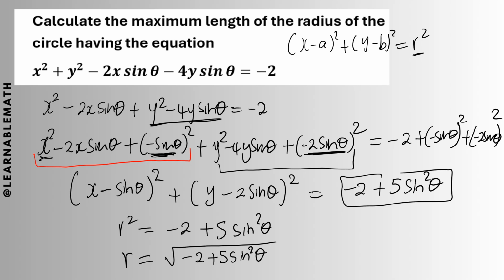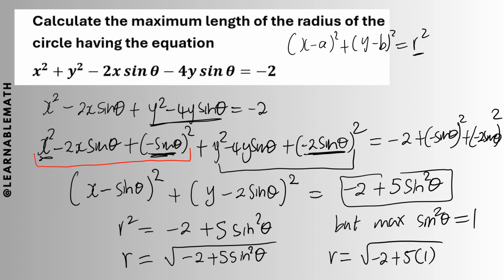You do remember that for sine theta, this graph tends to 1, so its maximum value for sine theta is 1. It means that for sine squared theta, the maximum value is also going to be 1. So I can just substitute 1 wherever there is sine squared theta, because that's the maximum value of sine squared theta. If you simplify this, it's going to be minus 2 plus 5, which is 3. So the answer for the maximum value of r will be root of 3.